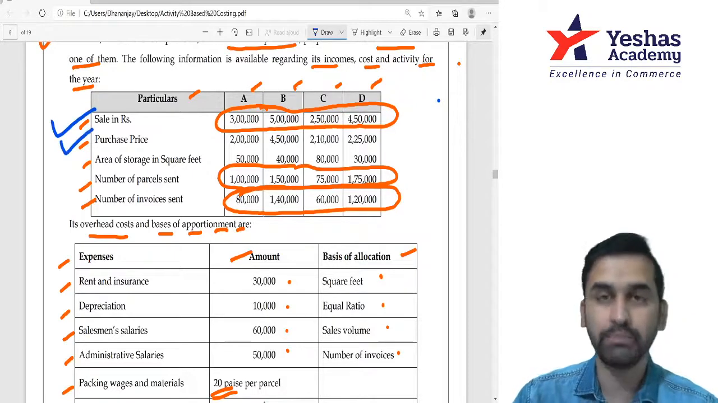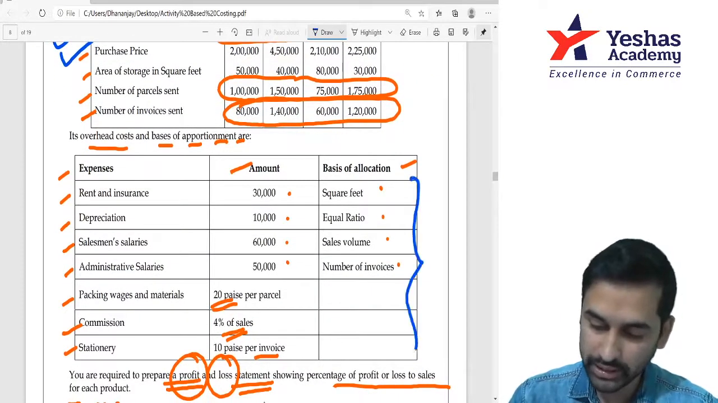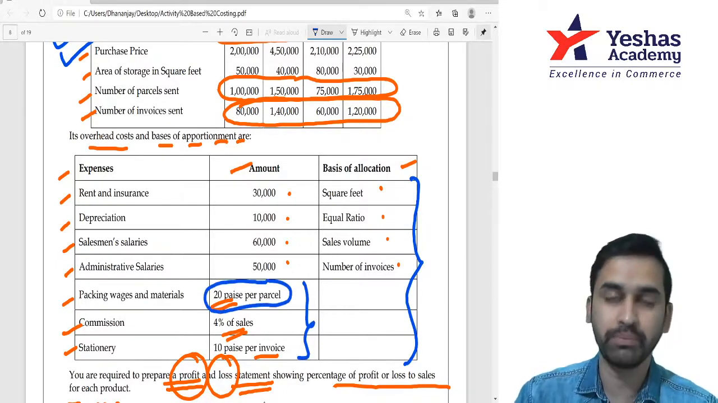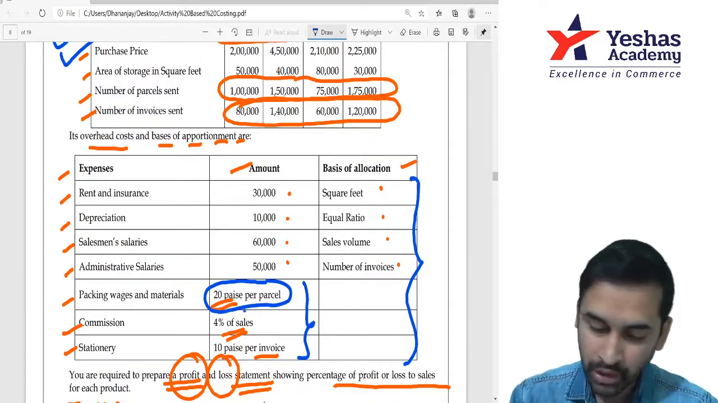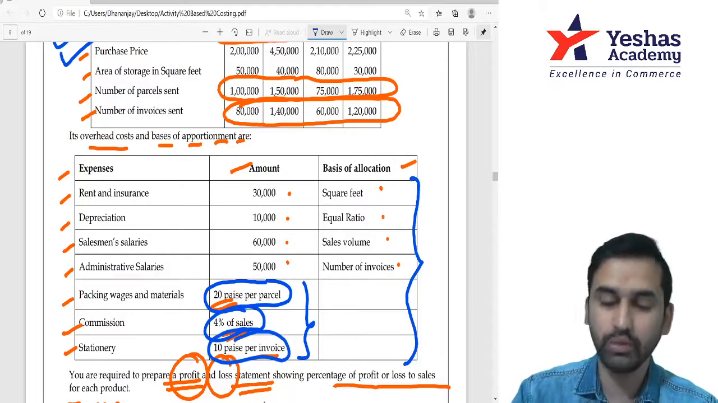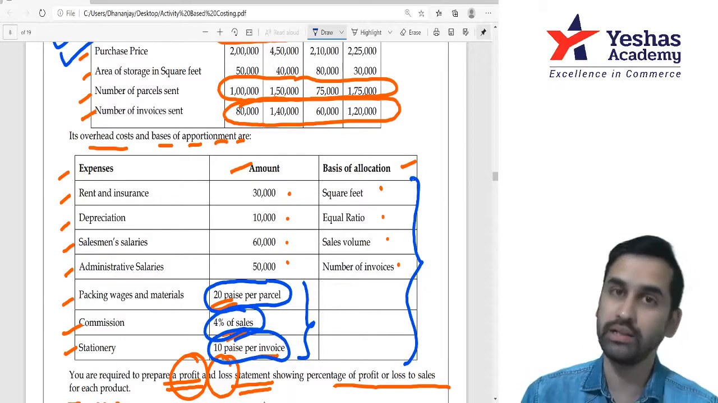From that you will deduct purchase. And then you have to consider all these items. These three are anyway straight away given. 20 paise per parcel: number of parcels into 0.2, you will get the answer. 4% of sales: sales into 4%. 10 paise per invoice: number of invoices into 0.1, which is 10 paise, you will get the answer.